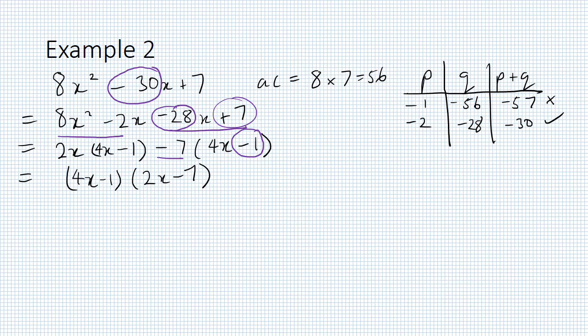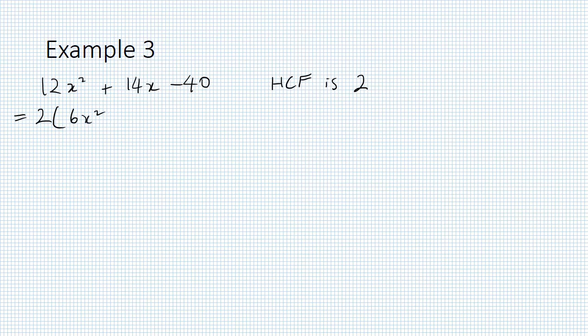Okay, one last example. So let's consider this example here. 12x squared plus 14x take 40. Remember, number one rule when factorising quadratics, look for a highest common factor first. Highest common factor in this case is 2. So bring that highest common factor out the front. 6x squared plus 7x take 20.